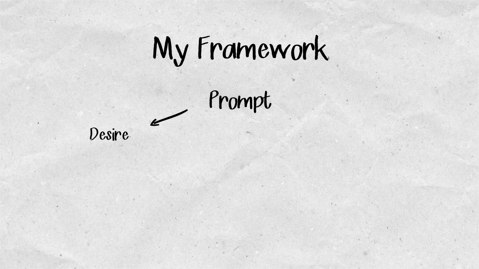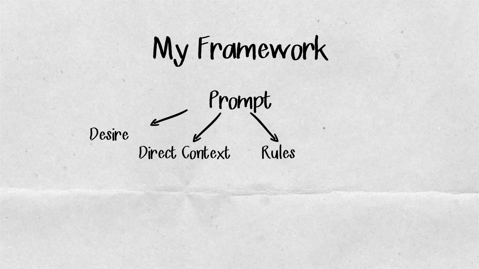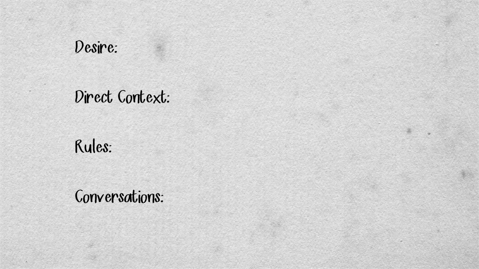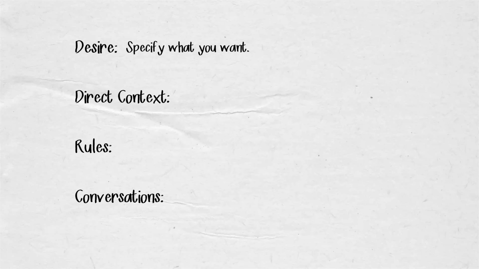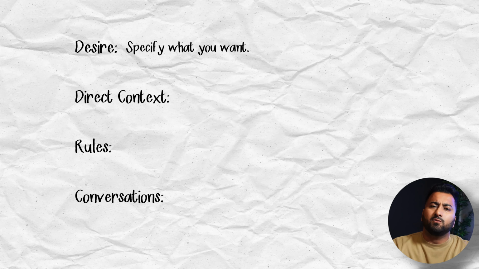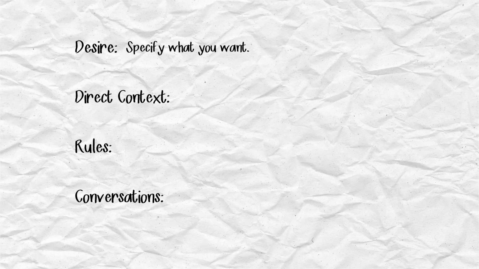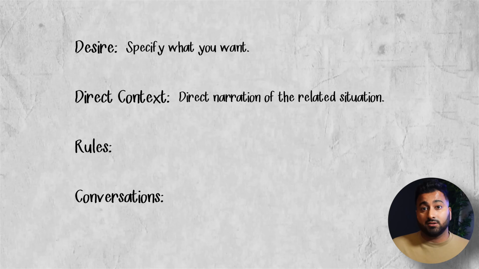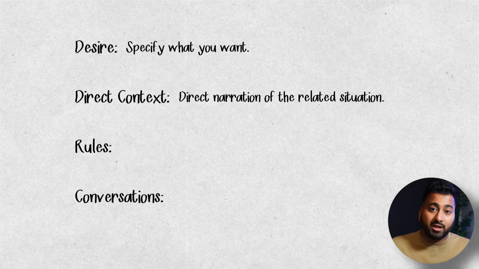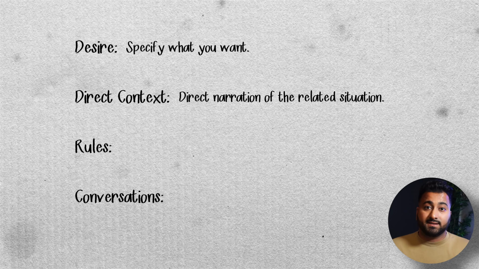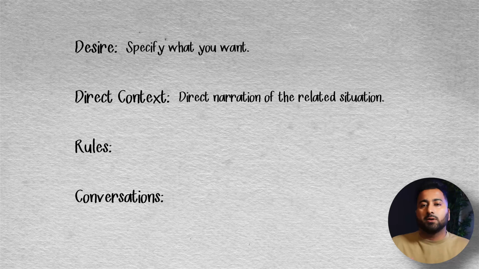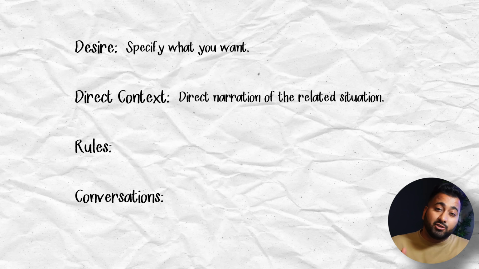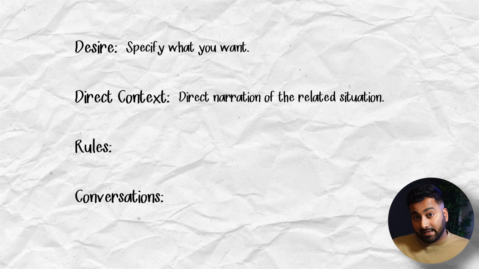Alright, now to the fun part. The framework I developed breaks down a prompt into 4 parts: desire, direct context, rules, and conversation. The desire is straightforward. You specify what you want. For example, build me a resume. Then we move on to the direct context, which is the text that you can put almost as a direct narration of the related situation. For example, you write about your education, experience, achievements, etc. to give the model your data to build a resume. Or you can provide a job description to have your resume tailored towards that.